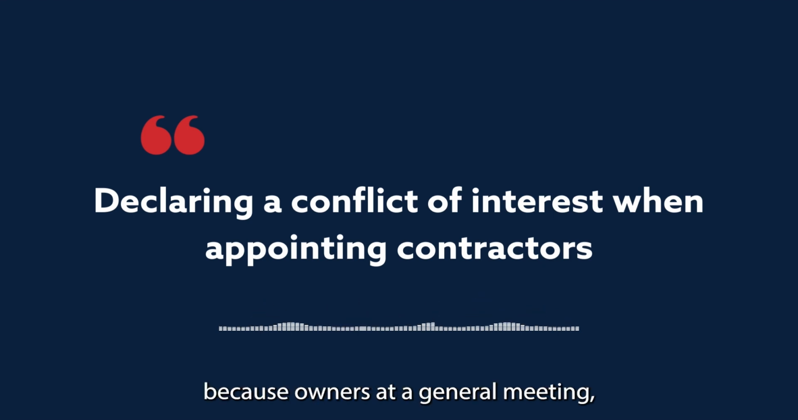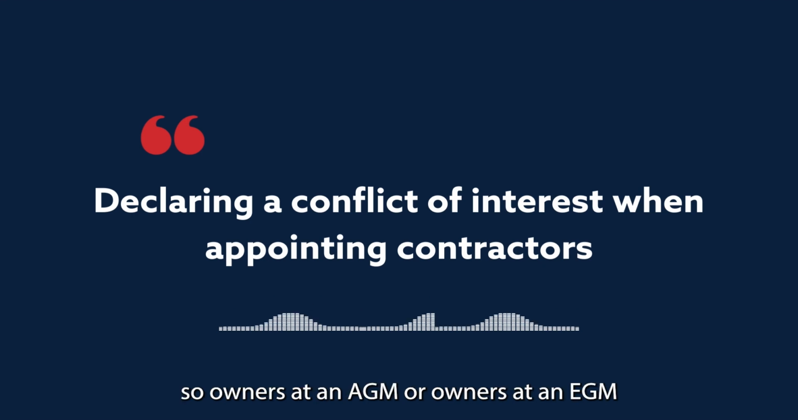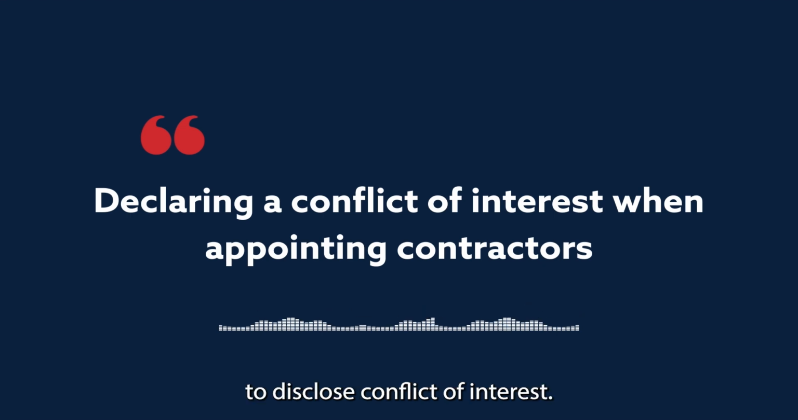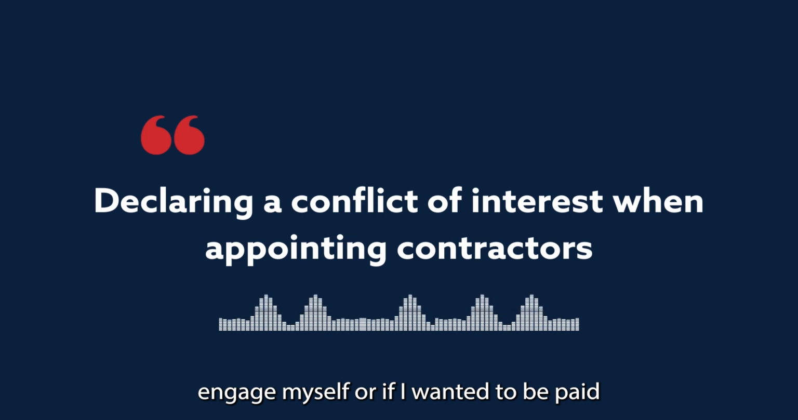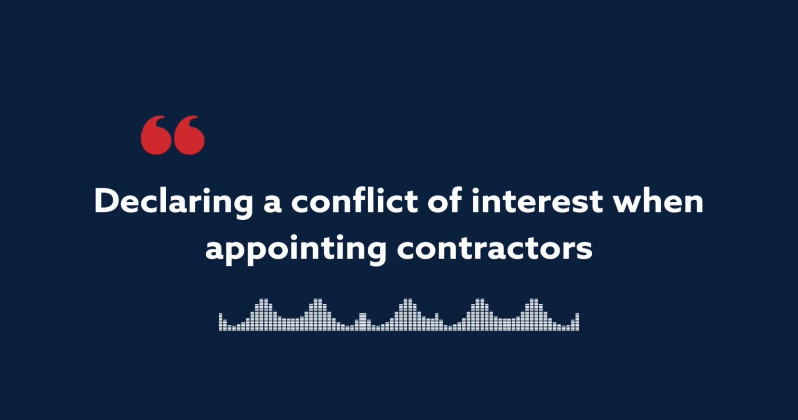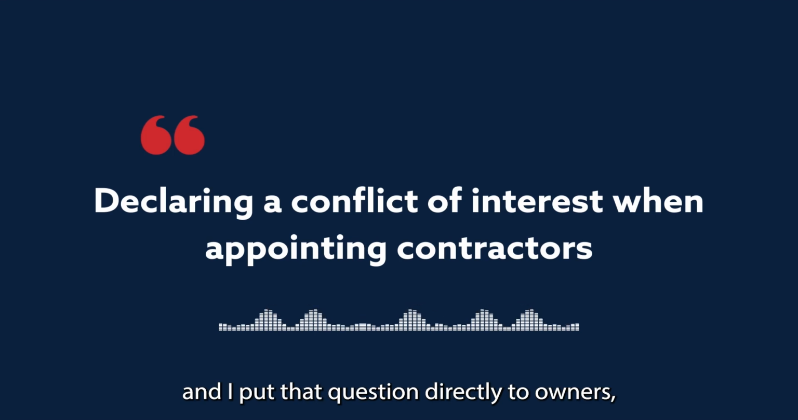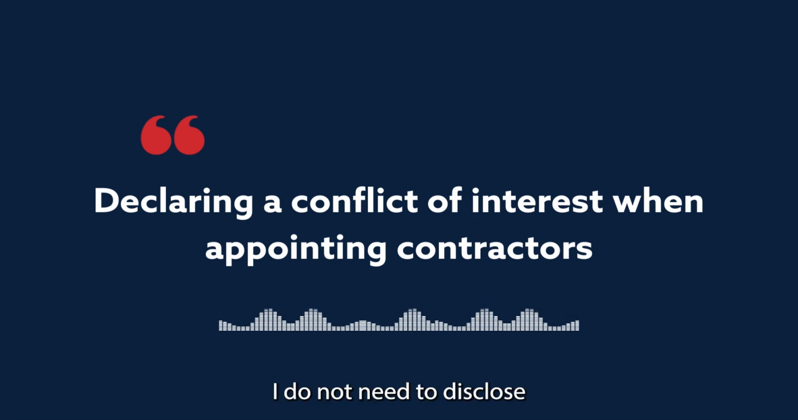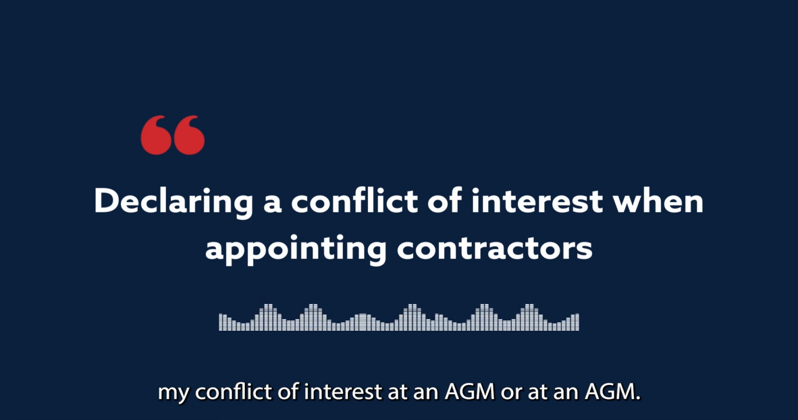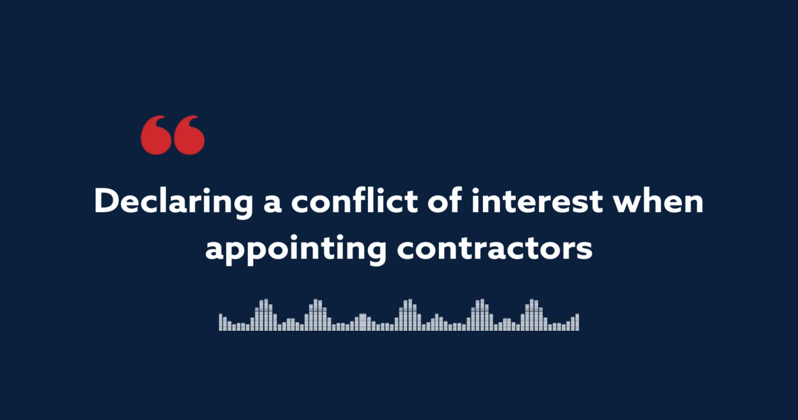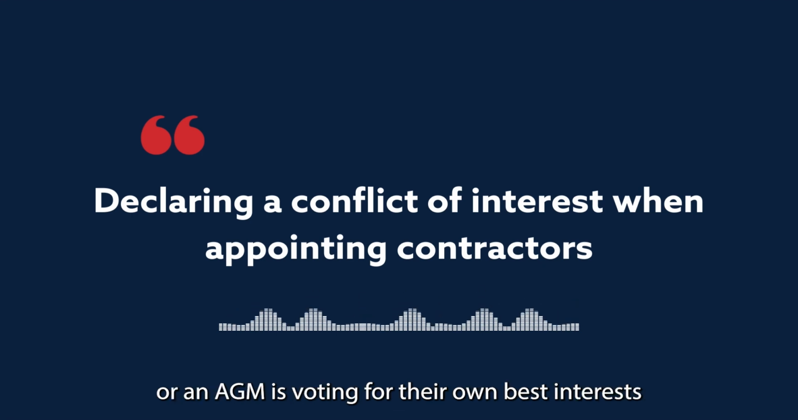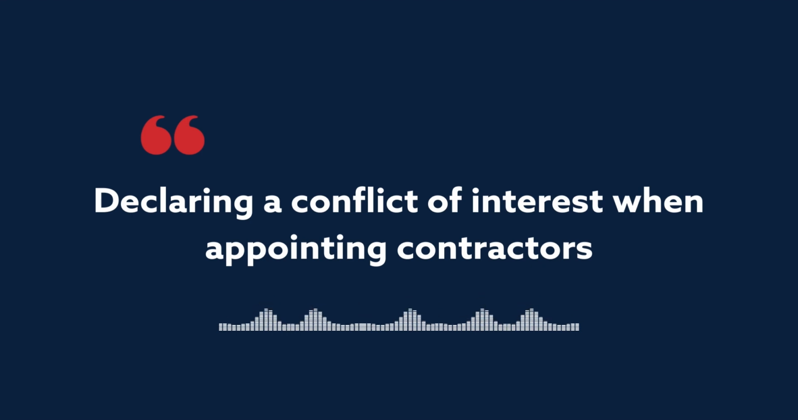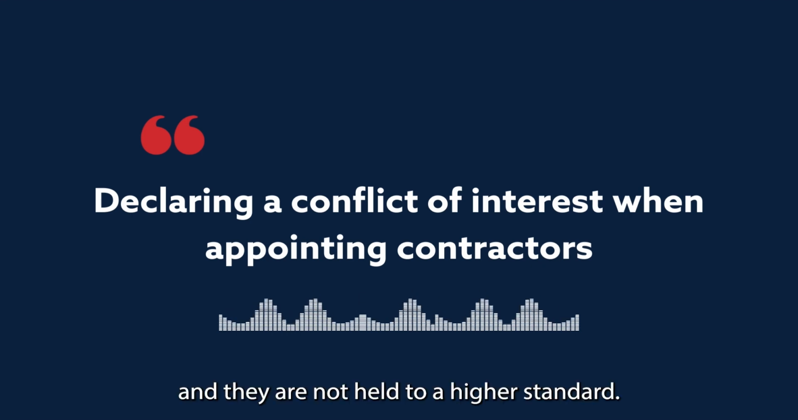And I say committee member because owners at a general meeting, so owners at an AGM or owners at an EGM, are not required to disclose conflict of interest. So if I wanted to engage myself, or if I wanted to be paid, $20,000 to do work, and I put that question directly to owners, I do not need to disclose my conflict of interest at an AGM or at an EGM. So it is assumed that everybody at an AGM or an EGM is voting for their own best interests, and they are not held to a higher standard.